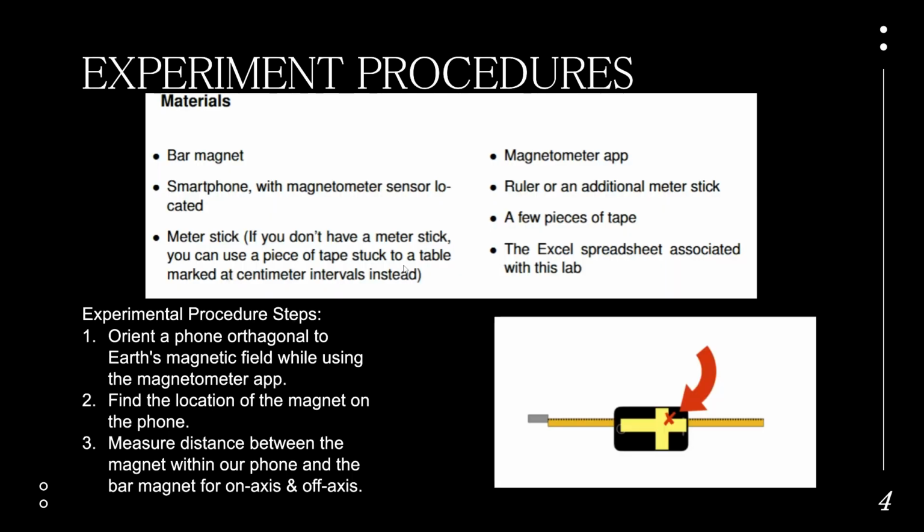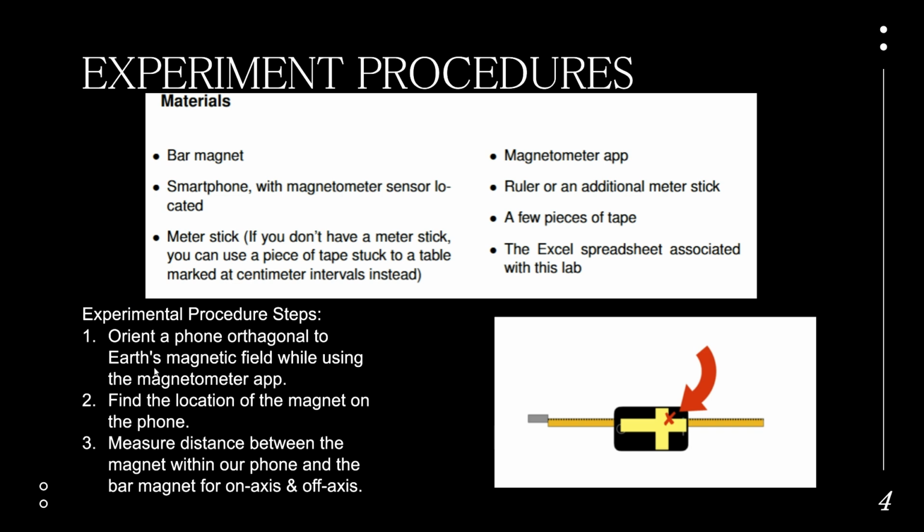Now, the experiment procedures. Before I get into the steps, I also want to highlight the materials that were used for this lab above, specifically a smartphone with the magnetometer app, and also a bar magnet and a meter stick. So the steps for this experiment were as follows.